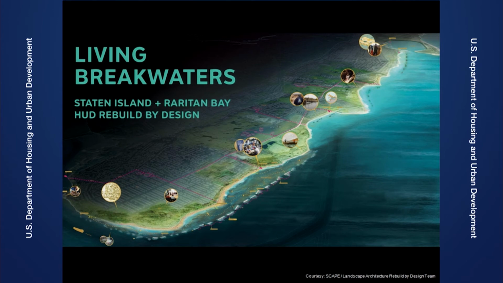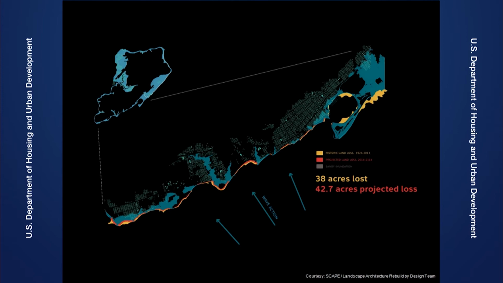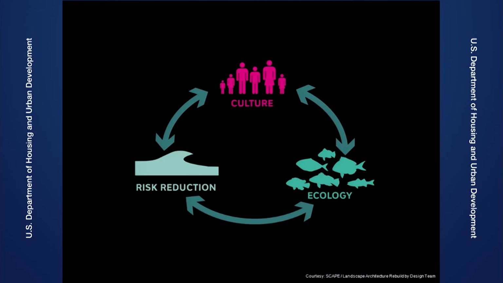The next proposal that we're going to look at is the Living Breakwaters proposal from the design team led by Scape Landscape Architecture. This proposal focuses on the South Shore of Staten Island in New York City. Staten Island's South Shore is very vulnerable to high-velocity coastal flooding and land erosion. Though it was once buffered by a shallow bay, dredging and the diminishment of natural and farmed oyster reefs have left it exposed to wave action over time. Their proposal seeks to reduce future wave action through an integrated approach that also serves to improve ecological conditions and provide cultural benefits.